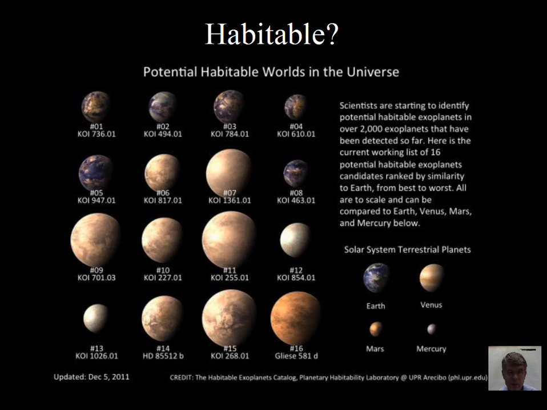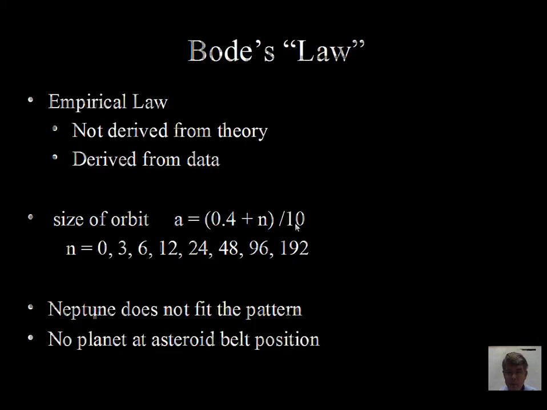This formula is the semi-major axis is equal to 0.4 plus n divided by 10. Now, for my students, you're not responsible for knowing this formula, and you won't have it on a test, but you should know the historical importance here. Bode's law does match the positions of the planets. So Mercury, Venus, let's do Earth.